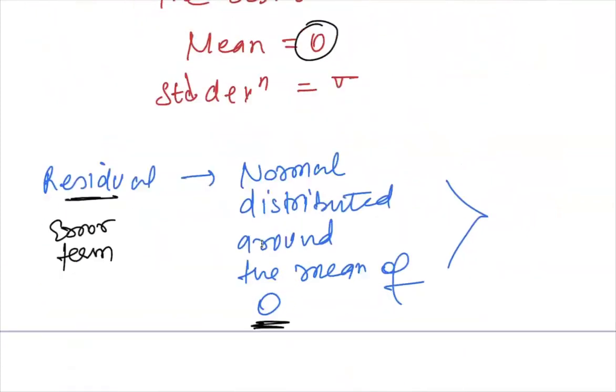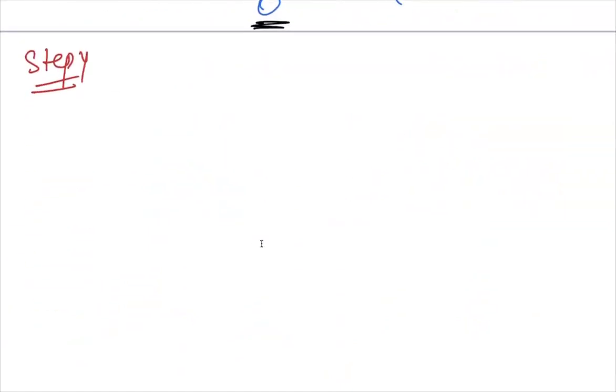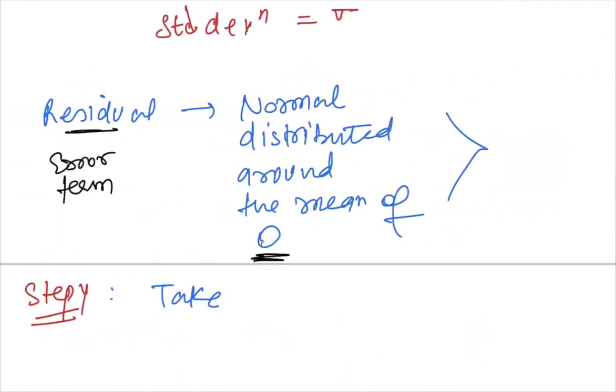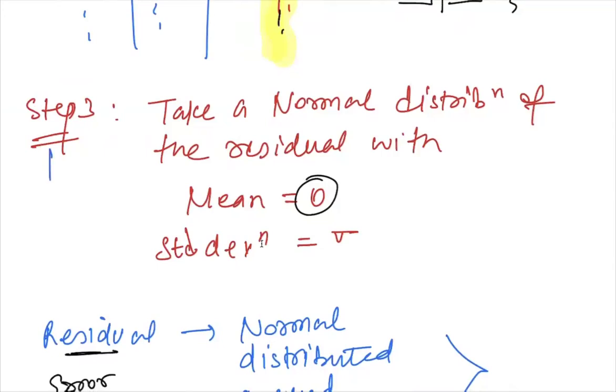So this is step 3. And the last step is what? Take log. So step 3 is called the likelihood function.